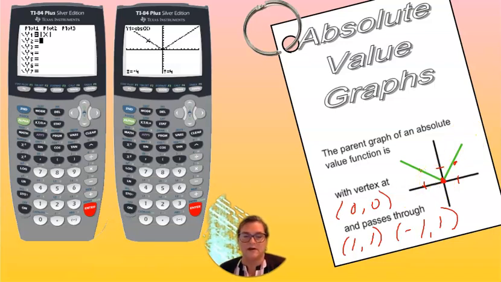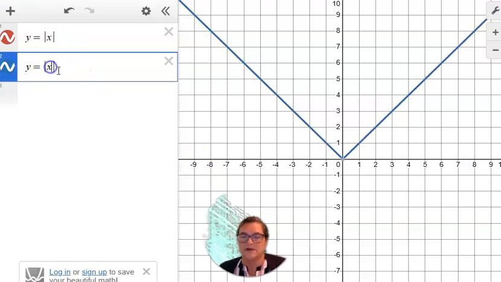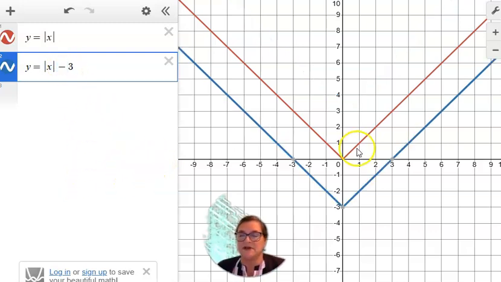Okay, if we take a look at transformations, how does adding a number to the function change its graph? So if we go over here to Desmos, we're going to add a number to the end of this function, so plus 3, and we see that adding 3 to the end of the function as a constant moves the absolute value V shape up 3 units. If instead of a plus 3, I do a minus 3, now I see that it's moved the vertex down 3 units from 0, 0 to 0, negative 3. And that is a vertical translation.